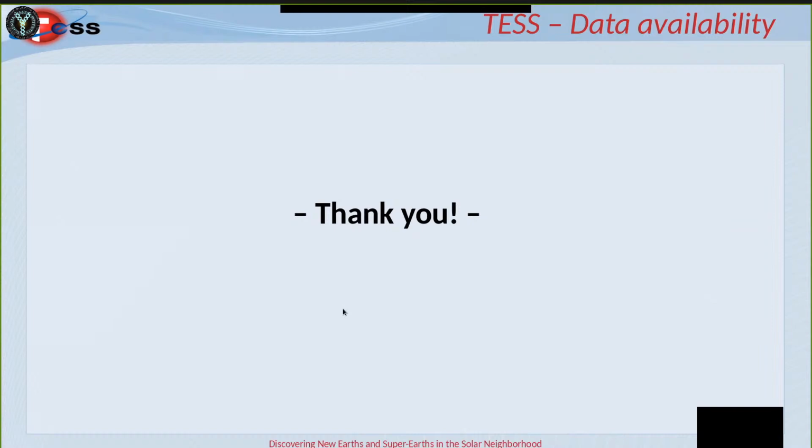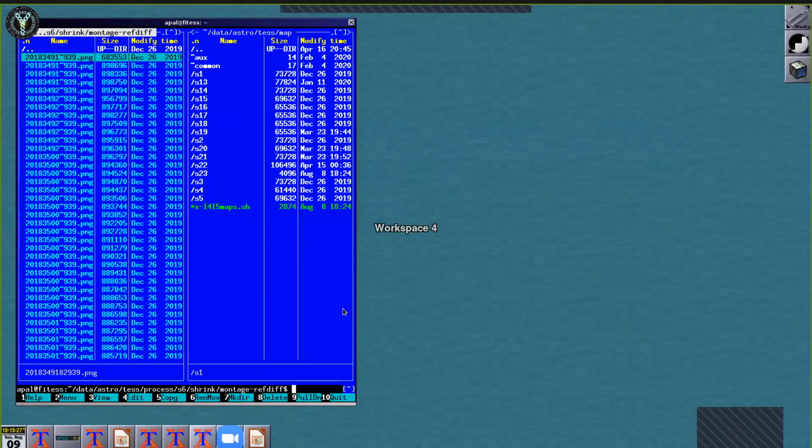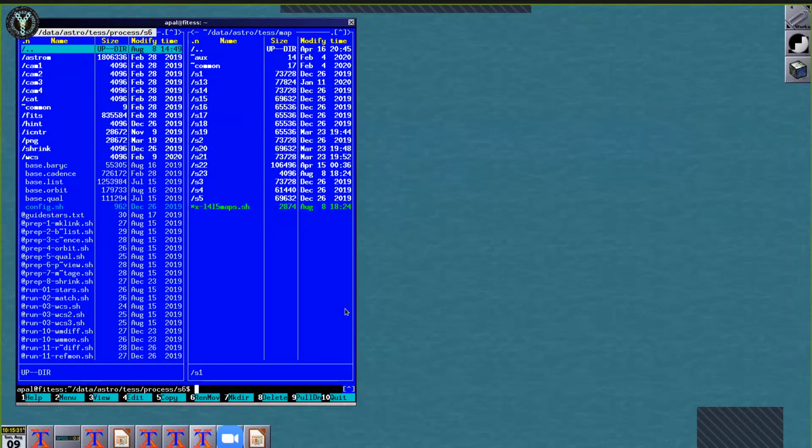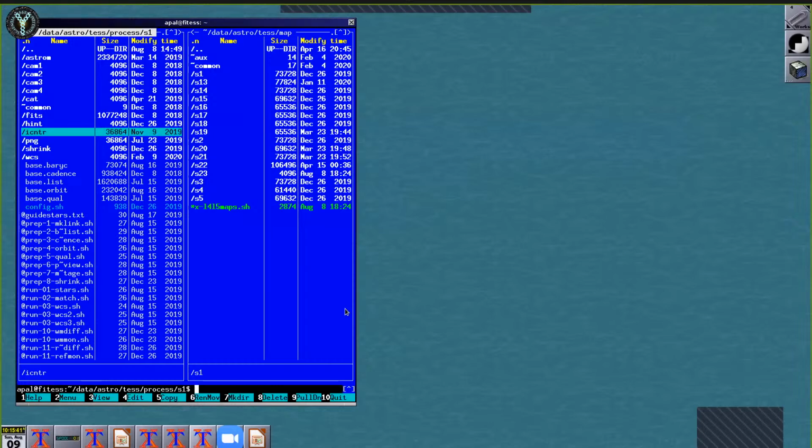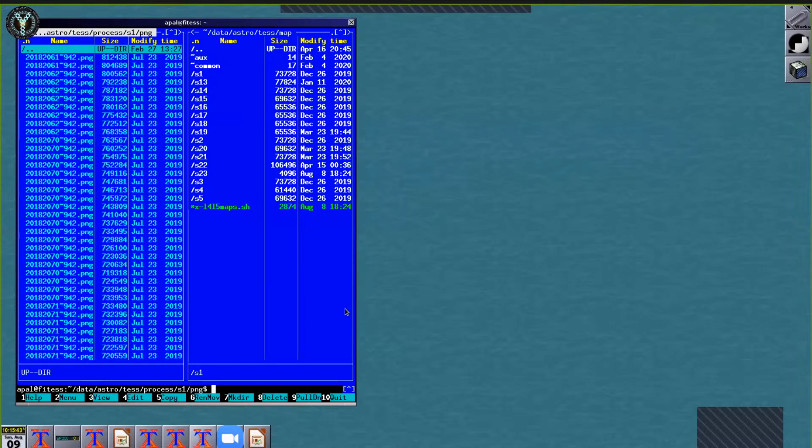And then we have a small amount of time, and I would like to show you some data products in a little bit more interactive way, because I think this is the easiest at this moment. So what do TESS frames look like, basically? Let's start at the beginning, like sector 1.